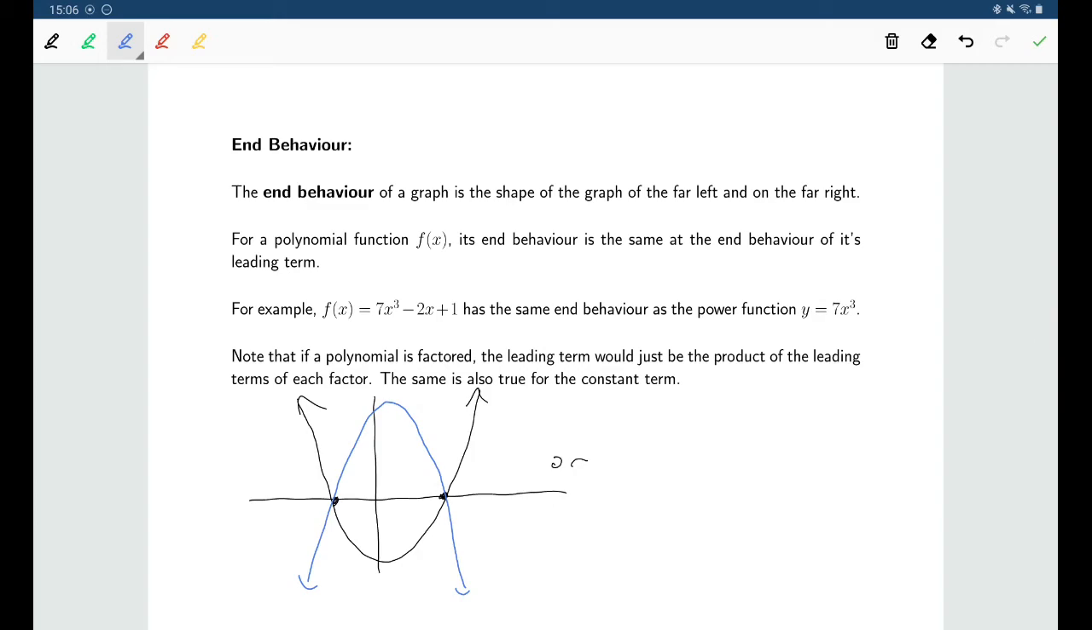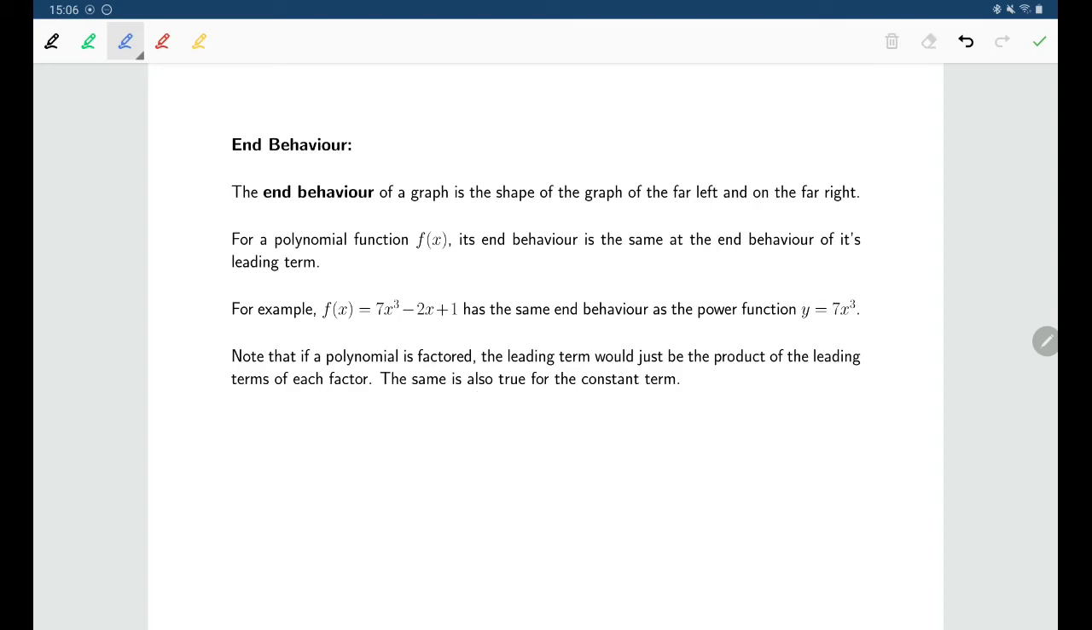The difference between them is that the graph that I sketched in black ends up going to positive infinity on the far left and far right, while the one that I sketched in blue ends up going to negative infinity on the far left and on the far right. So for us to be able to sketch our graph, we need to know not just what's happening at the x-intercepts, but what's happening at the far left and far right. We need to know what the end behavior of our graph is.